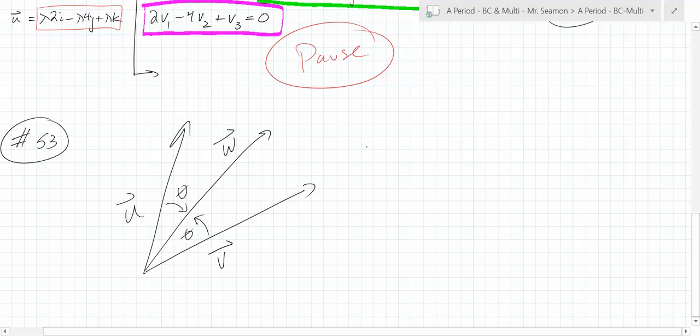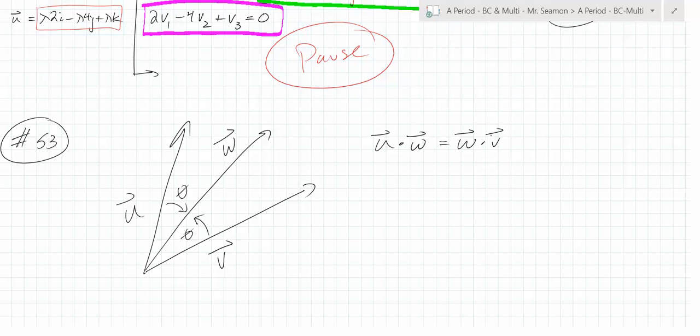U and V. And the dot product, which dot product? So U dot W has to equal what? W dot V. Absolutely. I think they're not equal with respect to their magnitude. They're equal with respect to their direction, because the magnitude of V and W is not the same. True. Okay, so that's true.